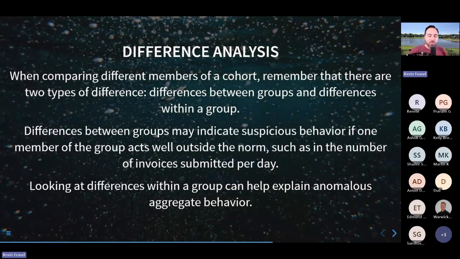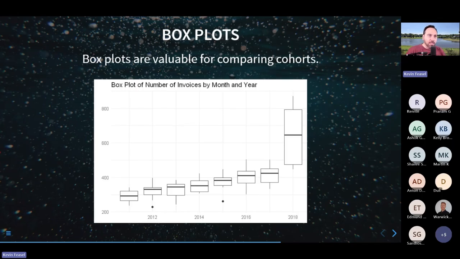Another type of analysis we might look at is difference analysis. So that would be differences between maybe vendors or differences between groups. This is number of invoices per month and year. And on a per year basis, this is basically just a different way of representing our data using a box plot.